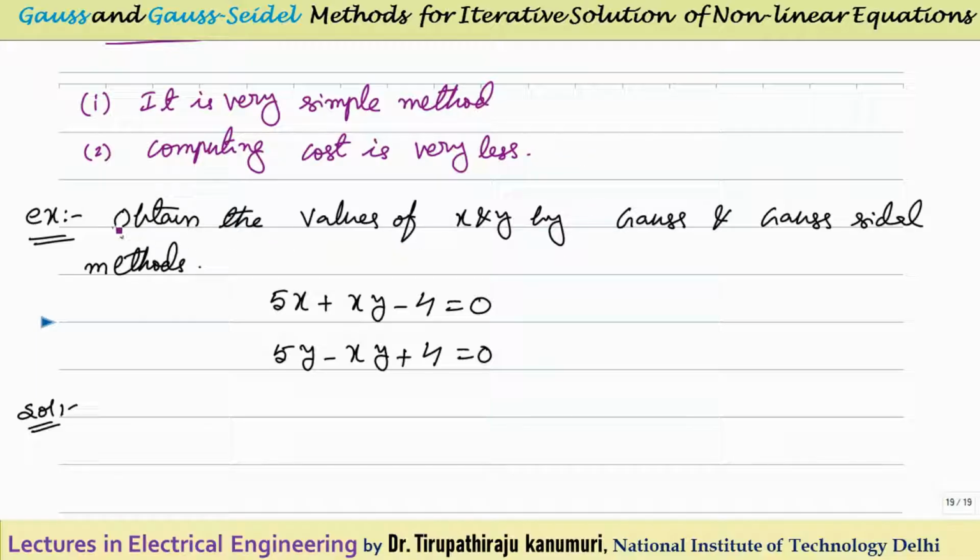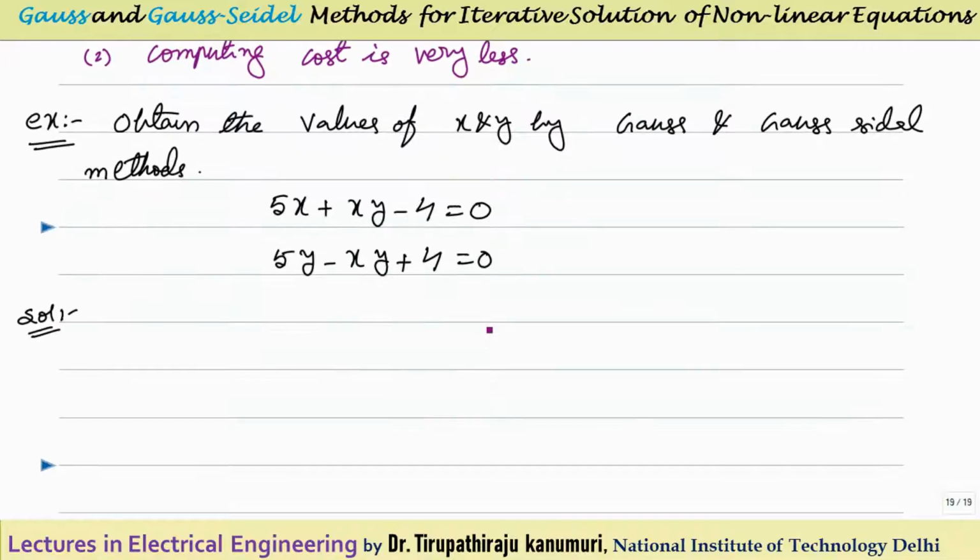So I am taking one example. Obtain the values of x and y by the Gauss and Gauss-Seidel methods. The equations given are 5x plus xy minus 4 is equal to 0, and the second one, 5y minus xy plus 4 is equal to 0. Let us assume I want to stop when the difference between two adjacent iterations is up to the fourth digit. Let us see how they will converge. First I am starting with the Gauss method, then we will go to the Gauss-Seidel method.